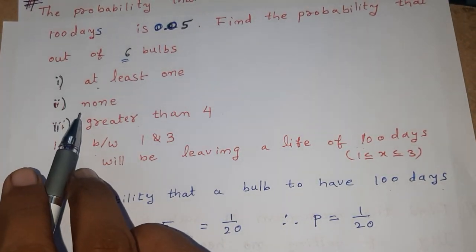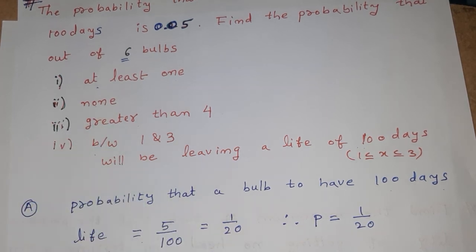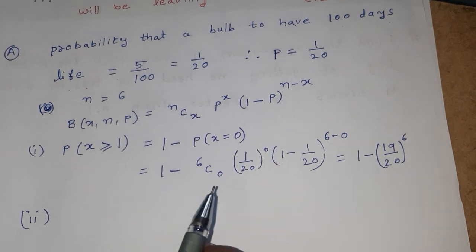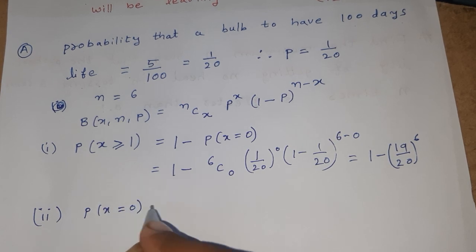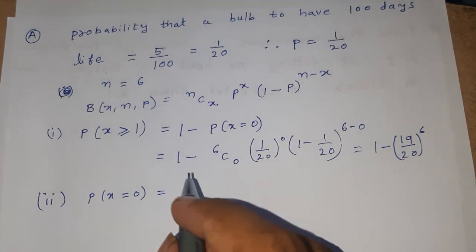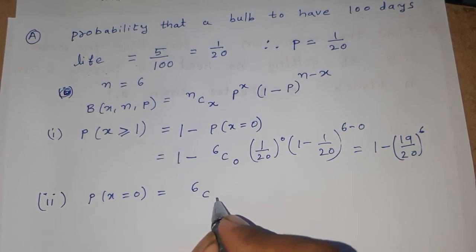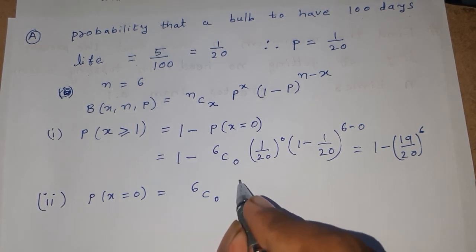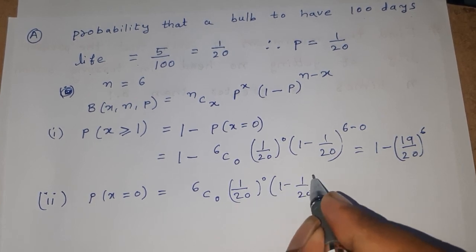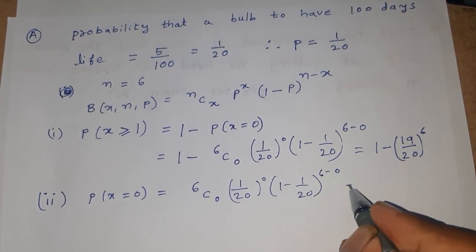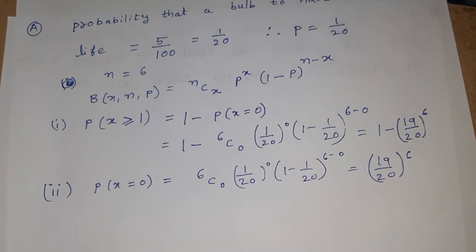Now let us go to the second elementary problem. The second one is to find the probability that none of the bulbs has a life of 100 days. That is the probability when x is equal to 0 successes. That is 6C0, (1 by 20) to the power 0, (1 minus 1 by 20) to the power 6 minus 0, that is 19 by 20 whole power of 6.